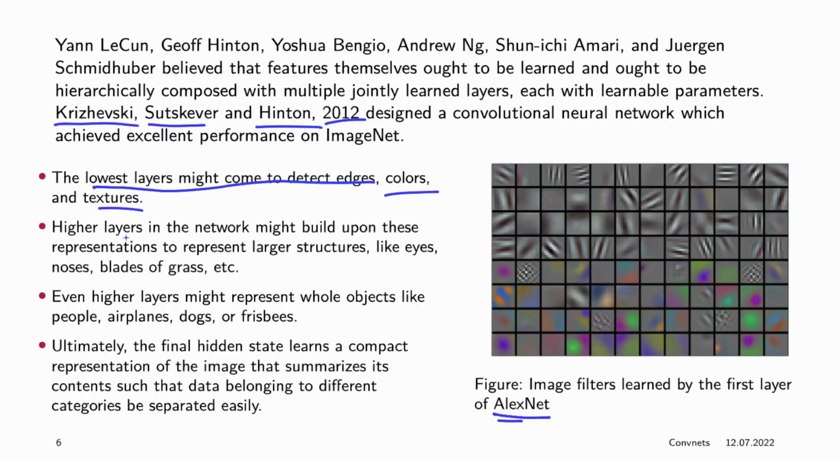And here on the right side we see a visualization of image filters that are learned by the first layer of AlexNet. So here you see, for example, a number of edge detectors, so for diagonal edges, or horizontal edges, vertical edges, and so on. You see filters for colors or for color gradients, so for going from one color to another color.